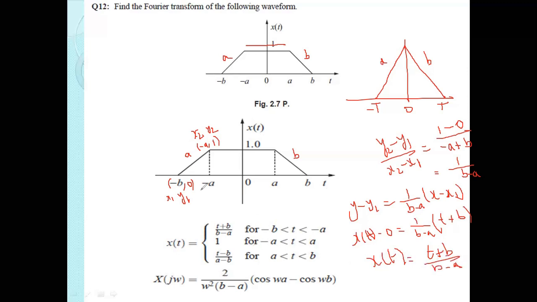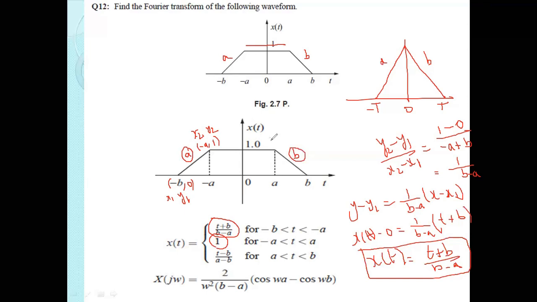We got that, it is the first one. In the range of minus b to minus a, the slope is (t plus b) by (b minus a). This is the slope equation. For minus a to a, the value is unknown, and for a to b, it means the slope equation of b here.